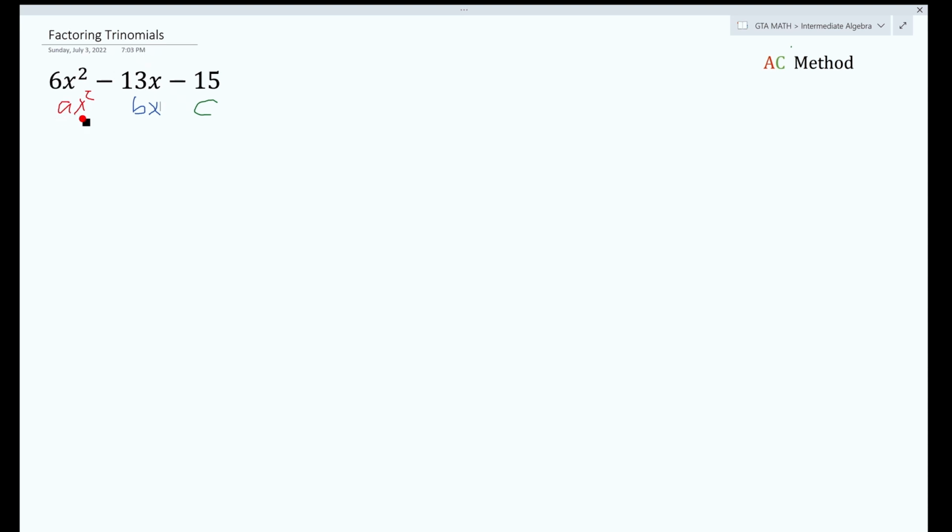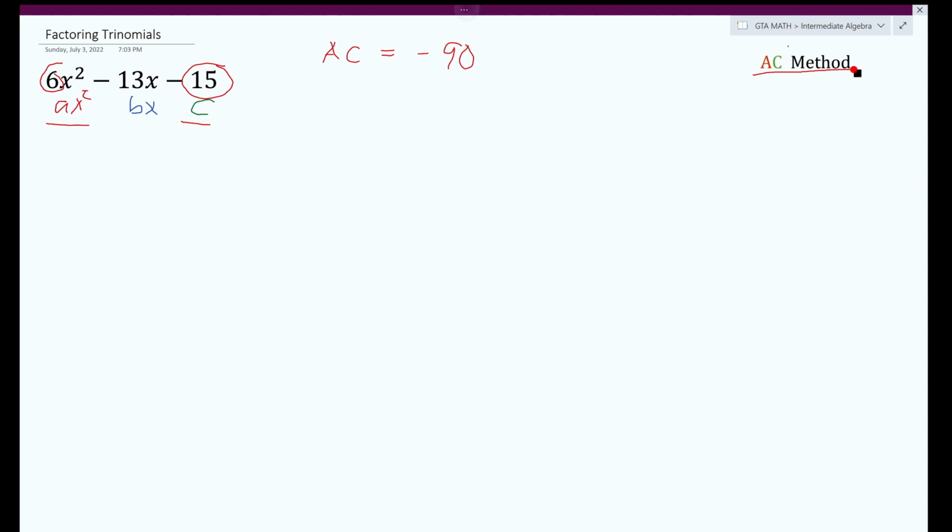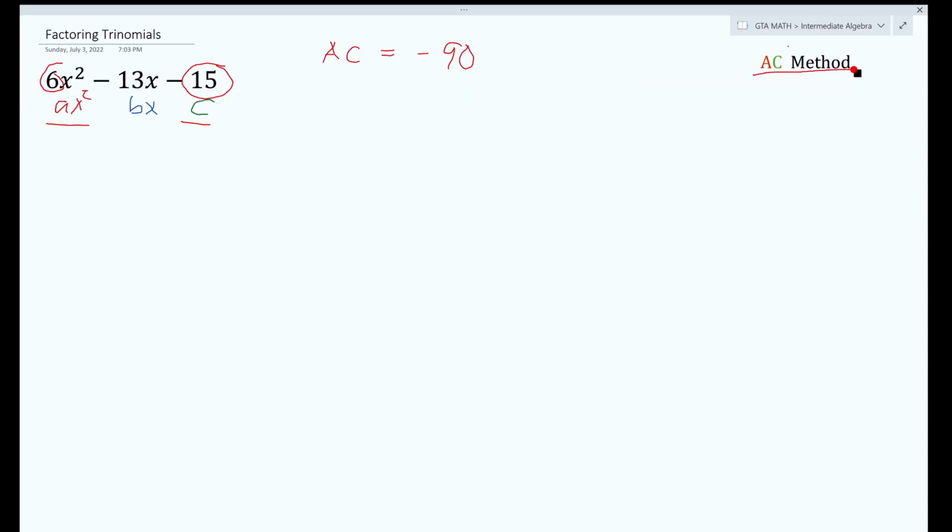So we're going to take the A term, and we're going to multiply it by the C term. So we're going to take this 6, and we're going to multiply it by the negative 15. And that's going to give us 90. Well, negative 90. So now we're going to go, what numbers can we multiply to get 90, but they add to make negative 13x? So we're going to start by going from 1 all the way up until we find our pair.